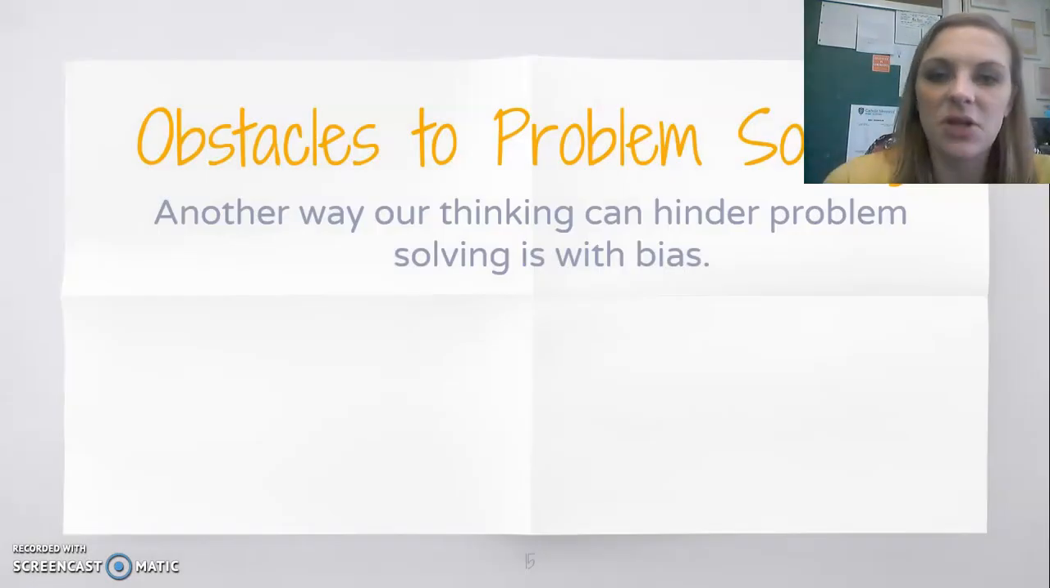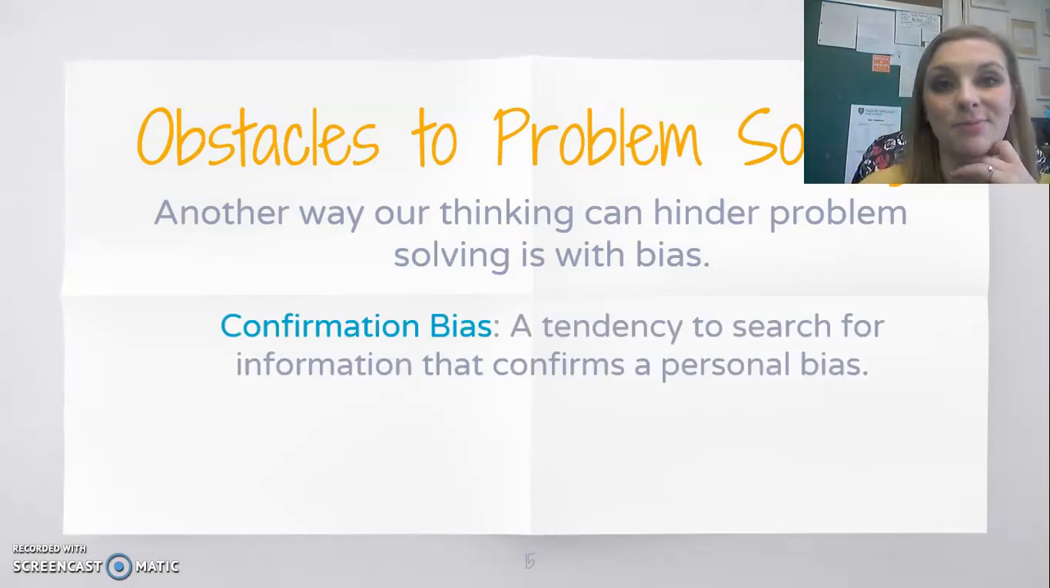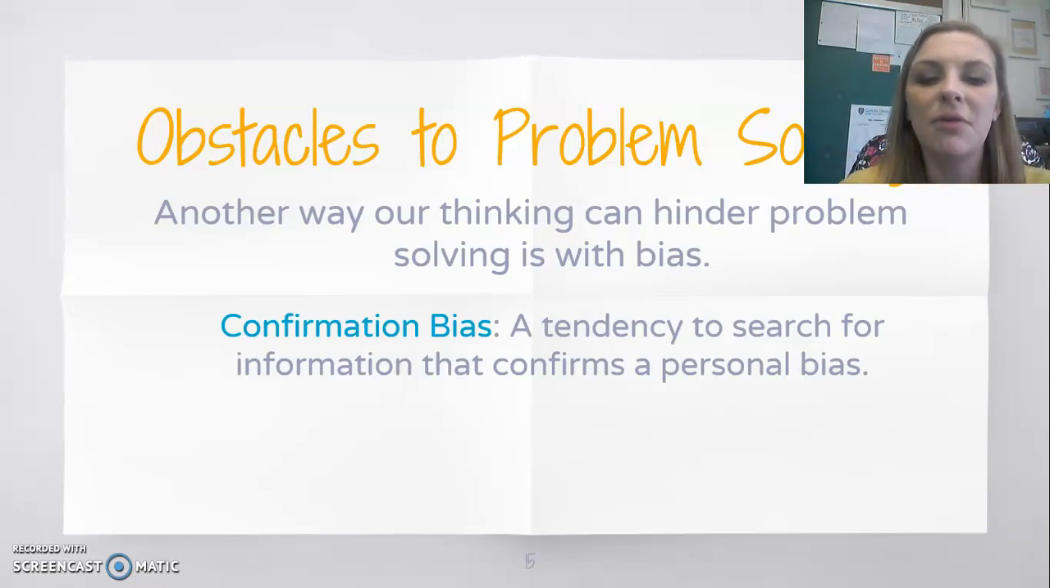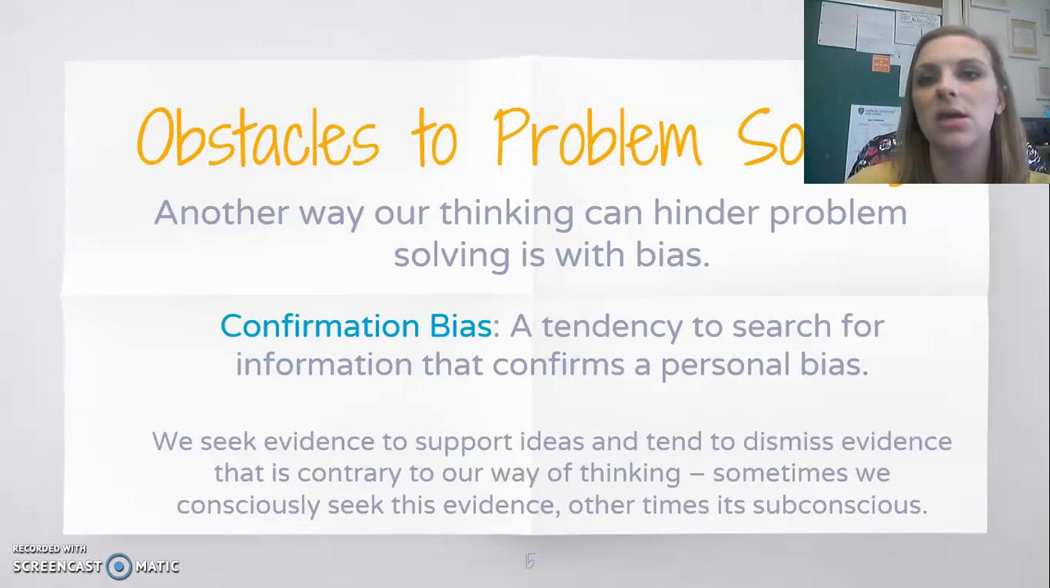Some other obstacles to problem solving is bias. Okay, so we've talked about confirmation bias in the past, but we're going to talk about it now in our own problem solving rather than just in research. So confirmation bias is the tendency to search for information that confirms a personal bias. So if you have a particular belief, you are going to look for the ideas that help your belief rather than hurt it. We seek evidence to support rather than evidence to dismiss our ideas. Sometimes we do this consciously, other times it's subconsciously. So sometimes our brain just allows us to do it, okay?